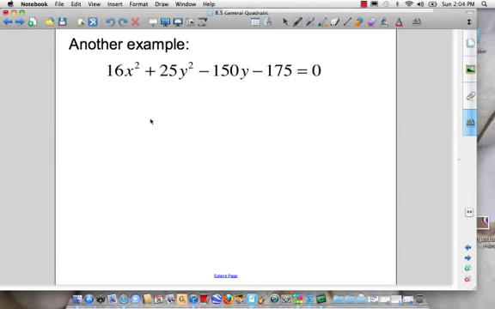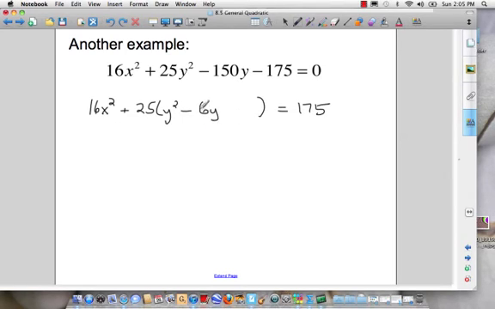I'm going to take this general form and rewrite it in standard form. So I'm going to put all my x terms together. In this case, there's only one, 16x squared. And then I'm going to take my y terms and factor out the quadratic coefficient. So that will be 25 times y squared minus 6y, which is minus 150y. Going to leave a blank space to complete the square, and then move the constant over to the other side. It becomes positive 175. Okay, notice I don't need to complete the square on x because the x only shows up as x squared. So it's already fine the way it is.